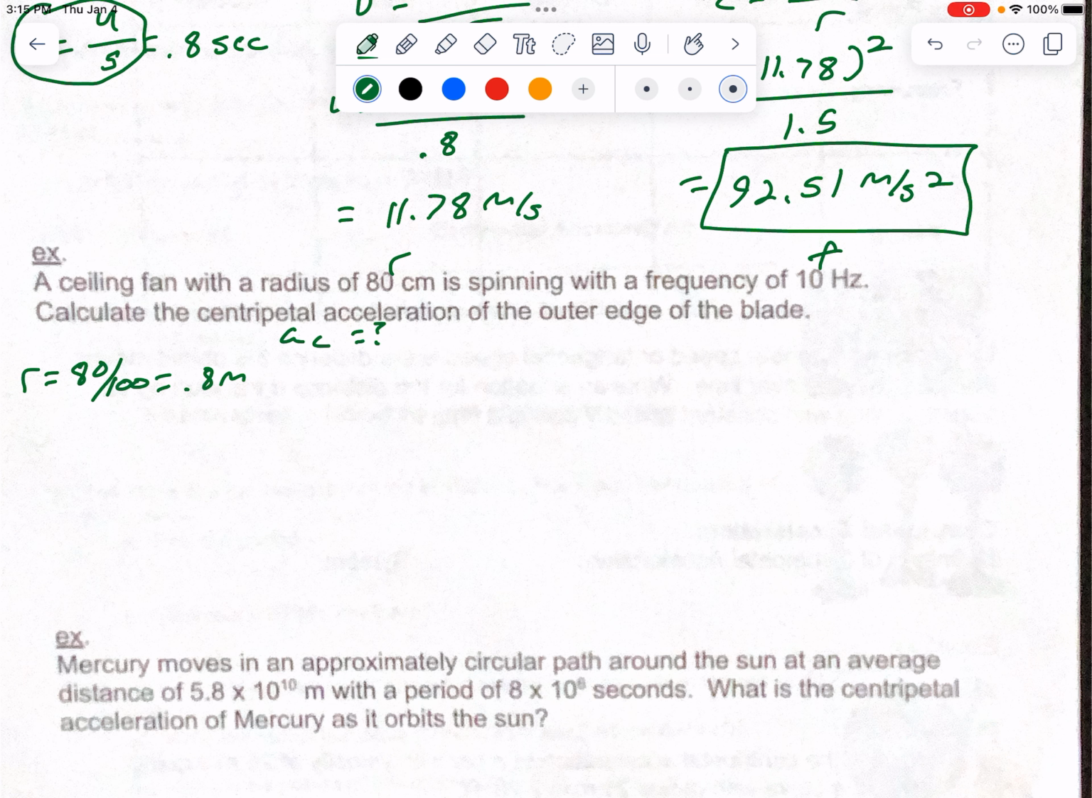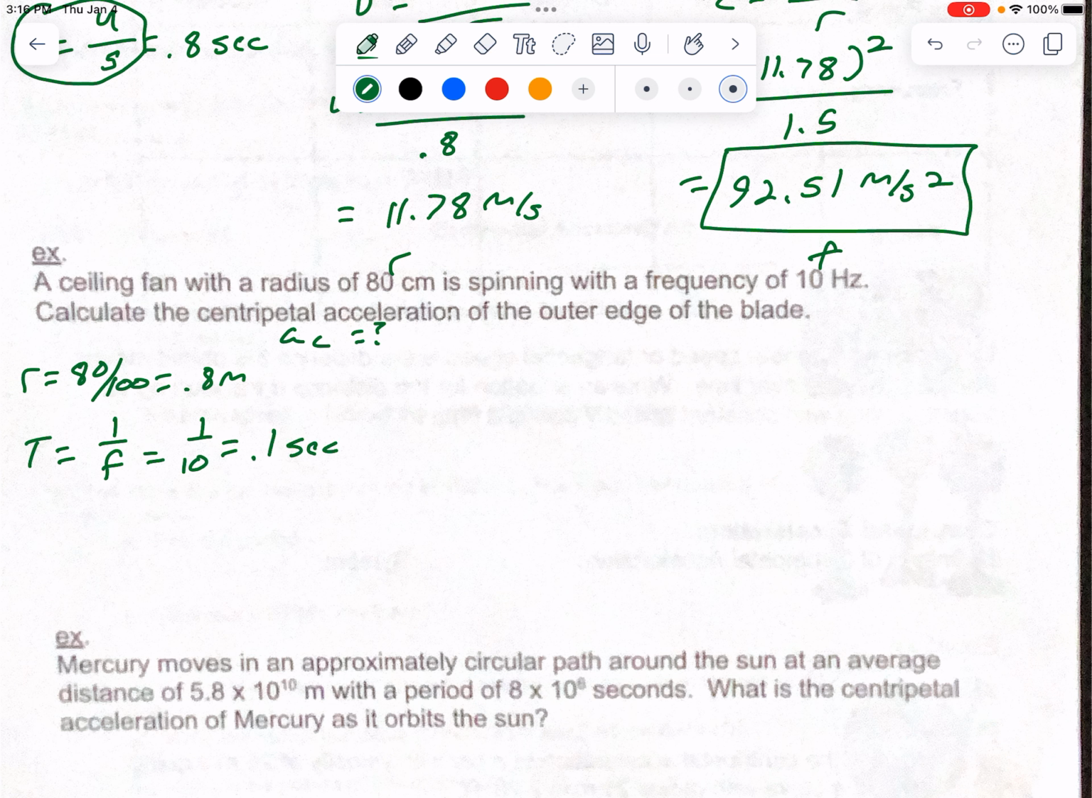Now, if you notice, we usually use T. Frequency doesn't really do you any good. If you look at your equations, F isn't in there. We usually need uppercase T. So remember, period is 1 over frequency. So 1 over 10 means it takes 0.1 seconds for one rotation.